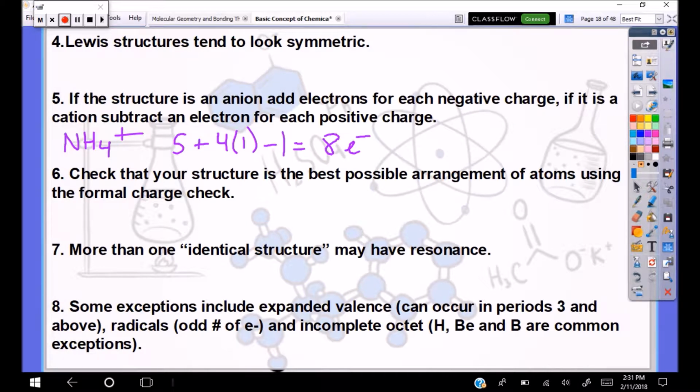Check that your structure is the best possible arrangement of atoms using the formal charge check. We'll talk about that at the end of this lesson. More than one identical structure may have resonance. That's true. We'll talk about what resonance is shortly.